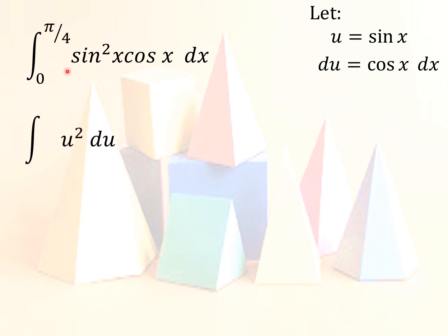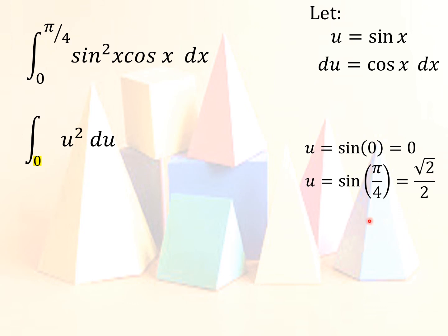So it will be very easy when we immediately substitute the values. The sine will become u, so u squared, then cosine x dx is equal to du. And then we are going to have our lower limit. So using u is equal to sine x, substitute the value of 0. Sine 0 is equal to 0. And then for the upper limit, we have to substitute pi over 4. So sine pi over 4 is equal to square root of 2 over 2.